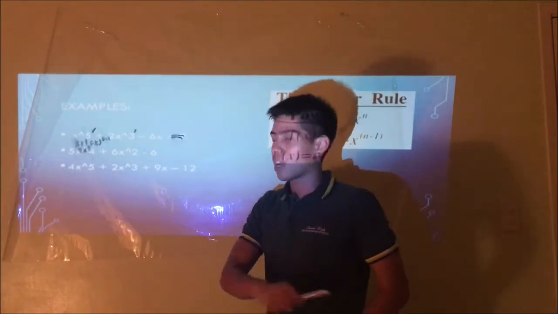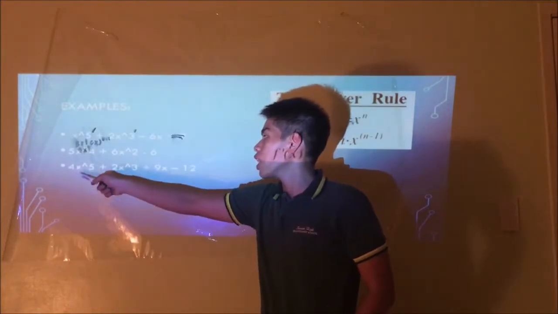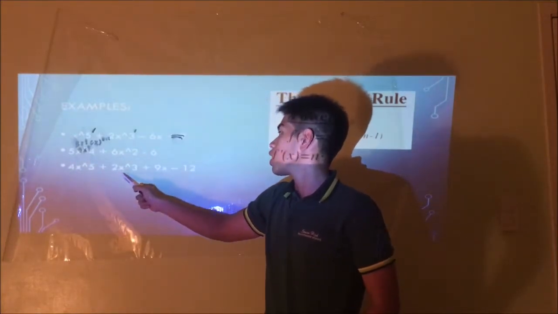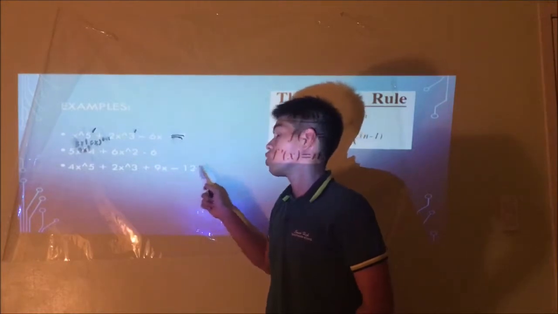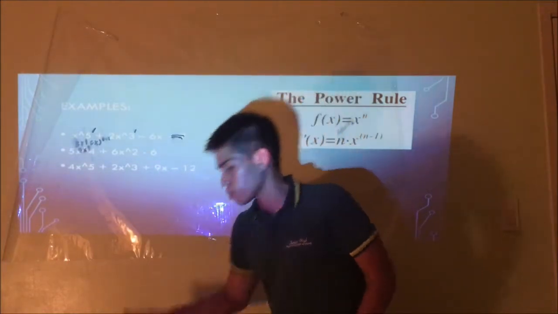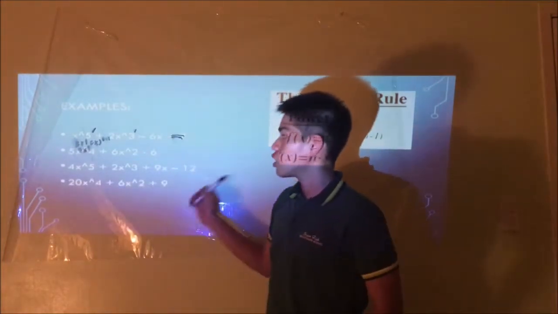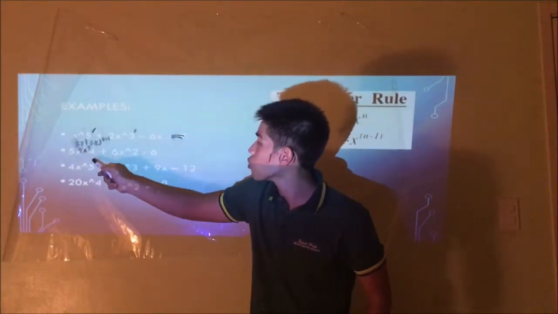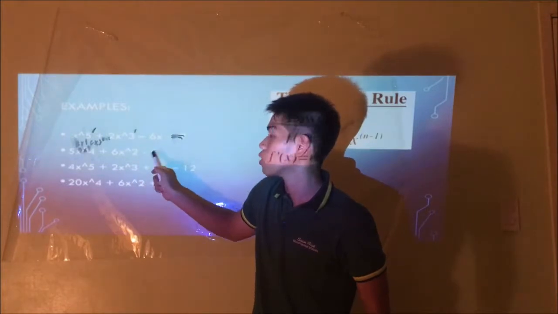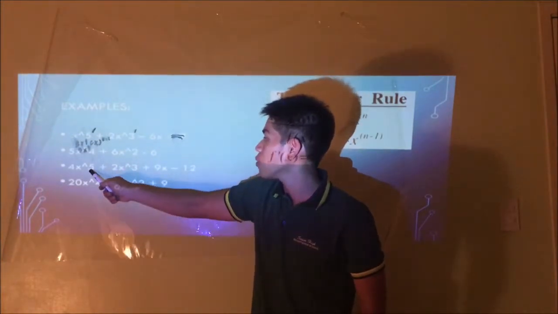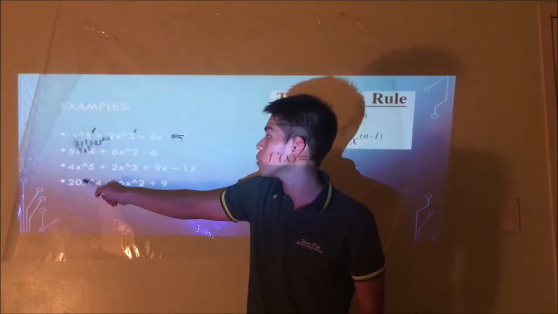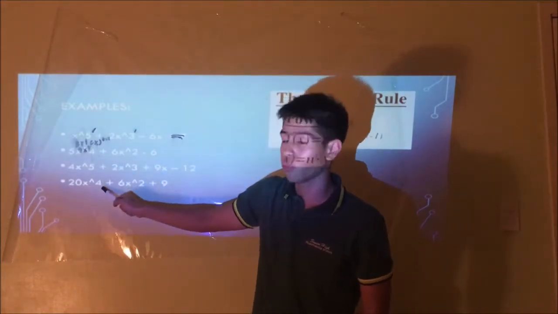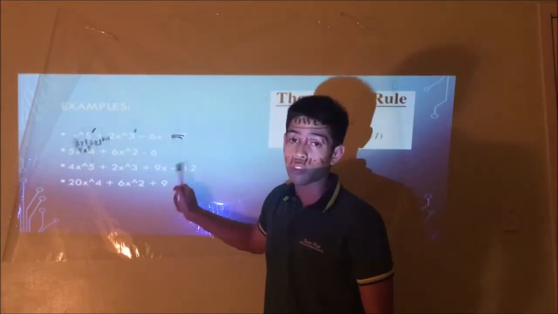Another example. How about this time x raised to 5 plus 2x raised to 3 plus 9x minus 12. It's the same way on how we get 5x raised to 4 plus 6x raised to 2 plus 9. Just simply 5 times 1, and 5 minus 1 is going to give you 4, and so on and so forth.